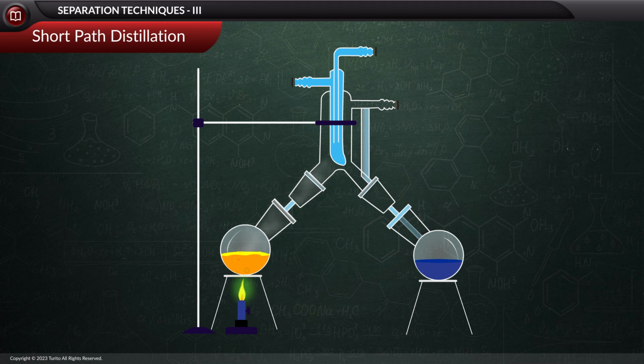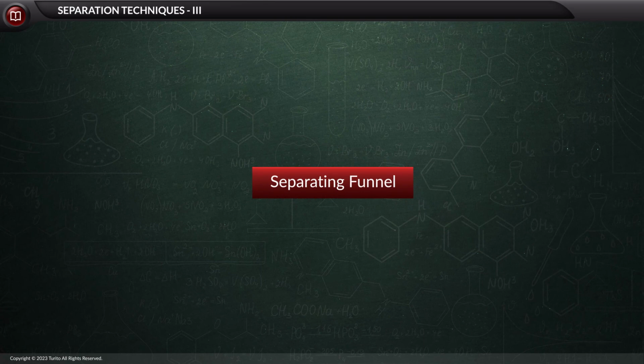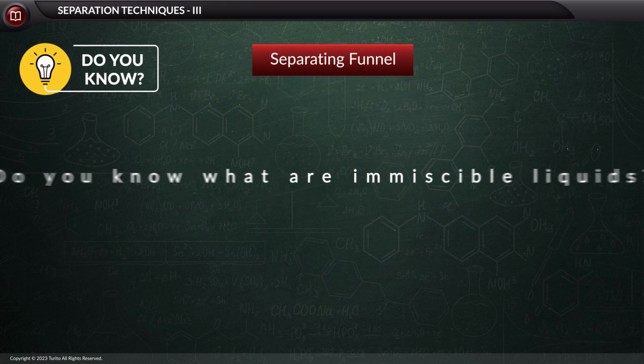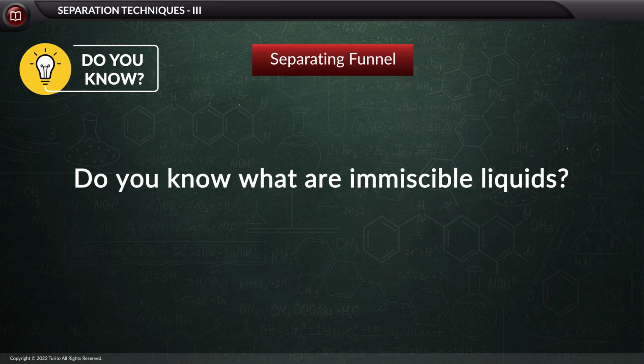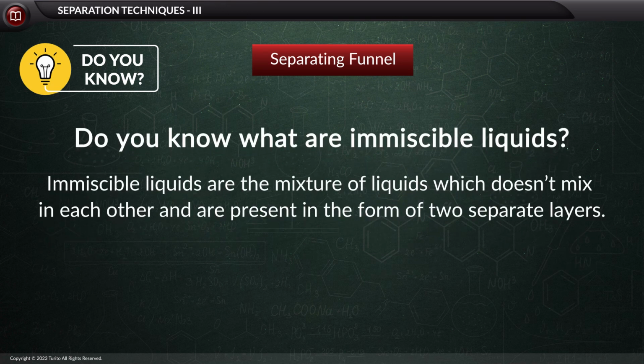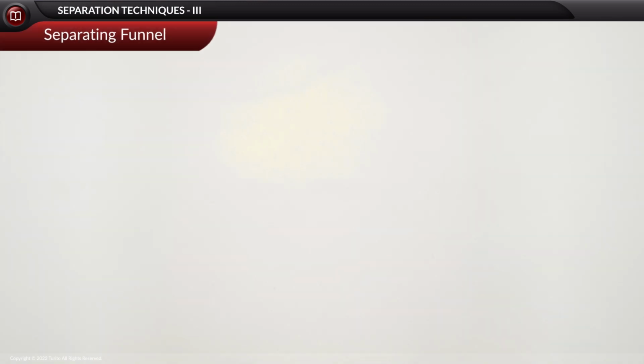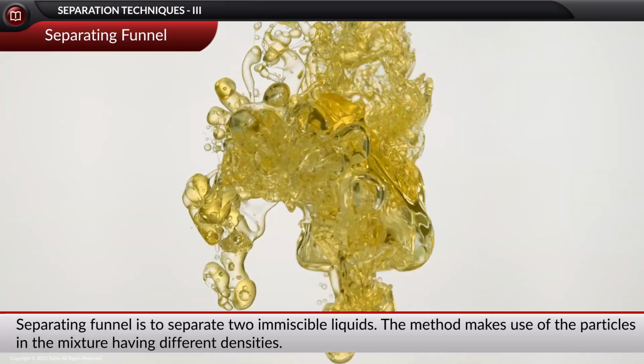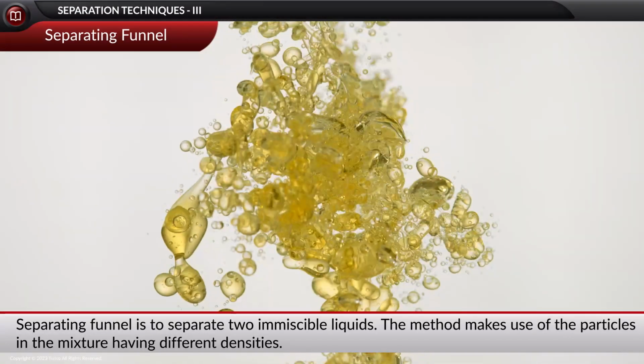The last separation technique is by using a separating funnel. Before discussing that, let me ask you a simple question. Do you know what immiscible liquids are? Actually, immiscible liquids are a mixture of liquids that do not mix with each other and are present in the form of two separate layers, like oil in water. A separating funnel is the perfect method that can separate these two liquids easily.